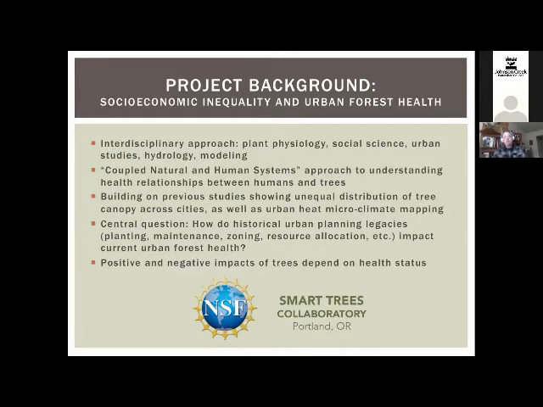So to build upon those previous frameworks of looking at tree canopy and heat in cities, our central question was to look at how tree health is also distributed across cities and how that can be a recursive relationship with human health.